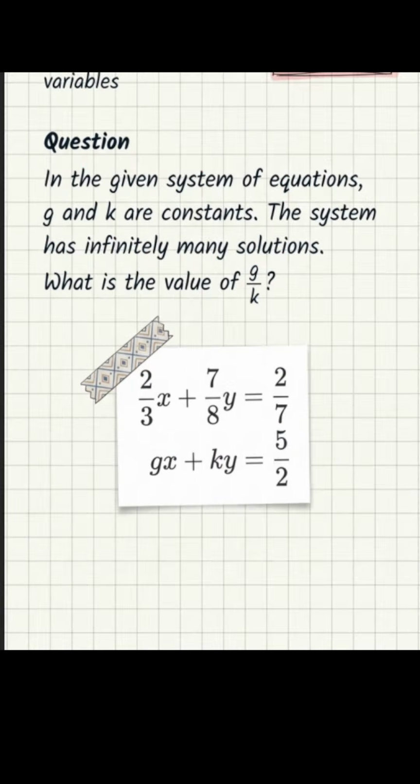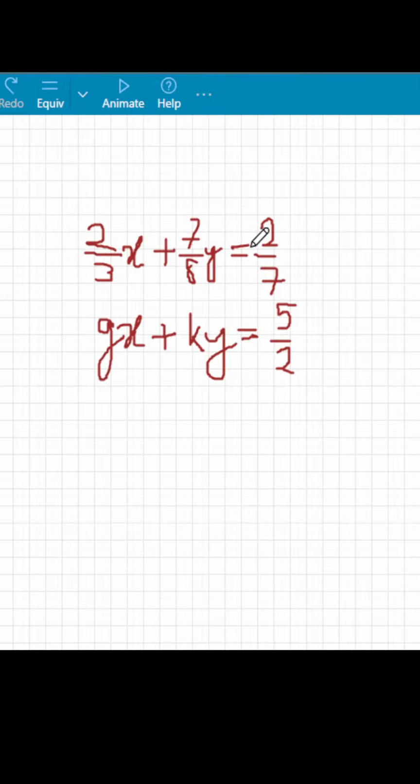Now it is given that they have infinitely many solutions. If the two equations have infinitely many solutions, then that means the ratios of their coefficients are equal. So we can write that a1 by a2, where a1 and a2 are the coefficients of x in the two equations, is equal to b1 by b2, is equal to c1 by c2.